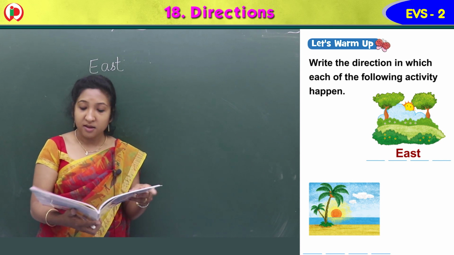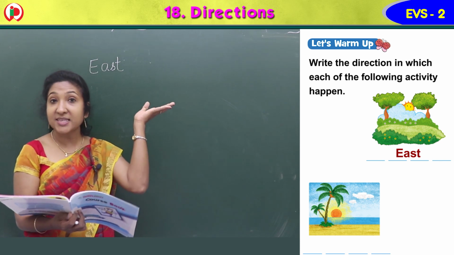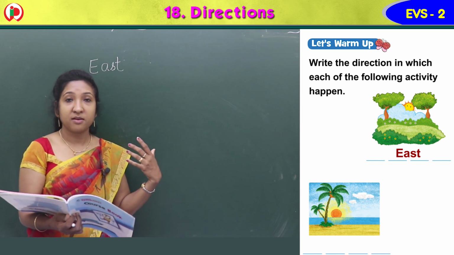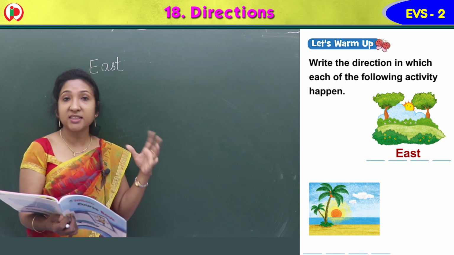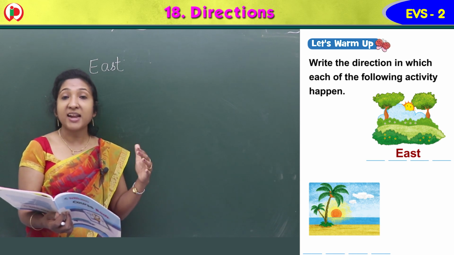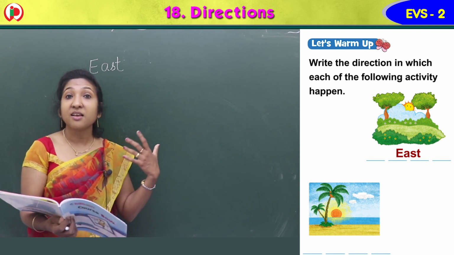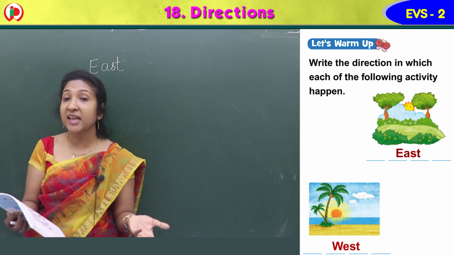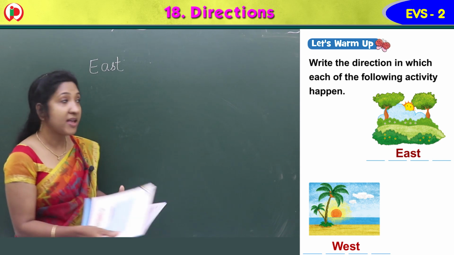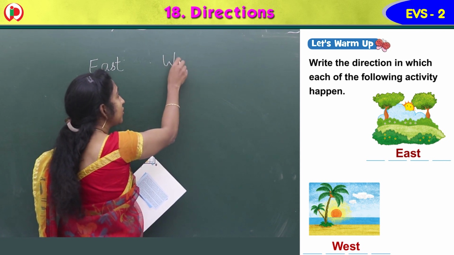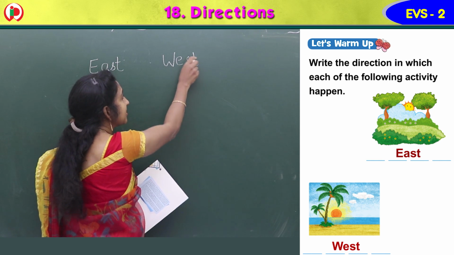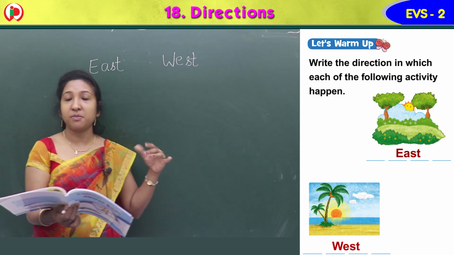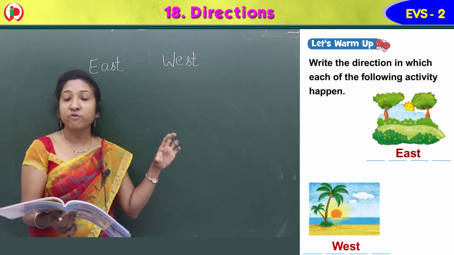Okay, children? Now, next picture, the second image, is sunset. You can see the sun is going down, isn't it? Means the sun is setting there. So the sun sets in which direction? Yes, in the west. Sun rises in the east and sets in the west. So you have to write west. W-E-S-T, west. You have to write west below the image, on the blank.